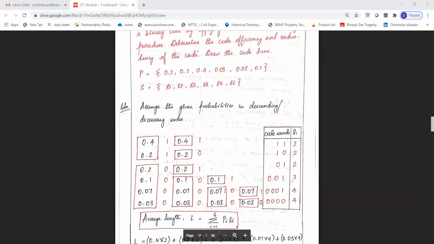The only thing that can be divided into subgroups is the group that has 0.07 and 0.03. So there is no other way of using that logic, that is, the sums of the probabilities should all be approximately equal.